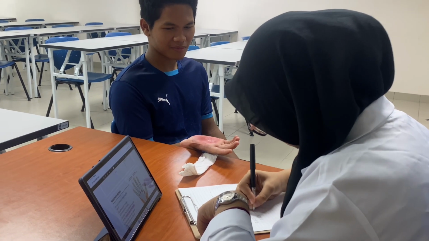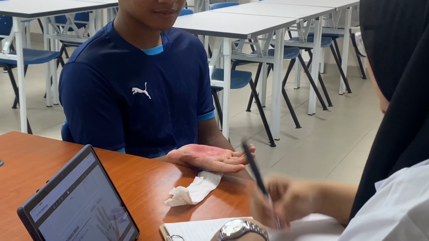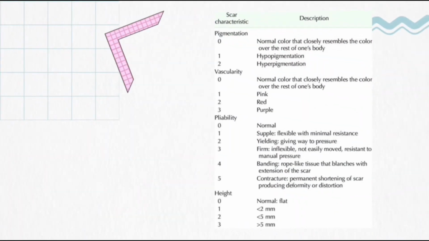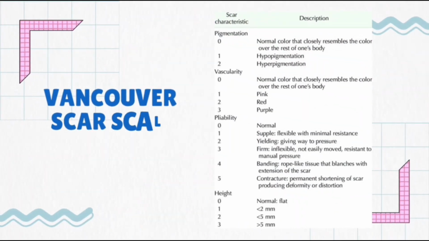In the hospital, the Vancouver Scar Scale (VSS) is used to check the scar. The VSS looks at 4 things: vascularity, pigmentation, pliability, and height. Each is given a score.